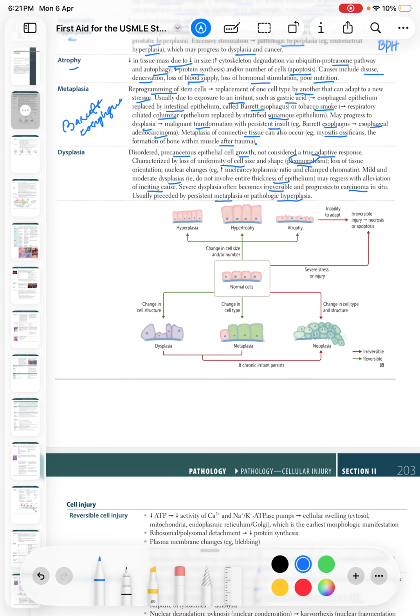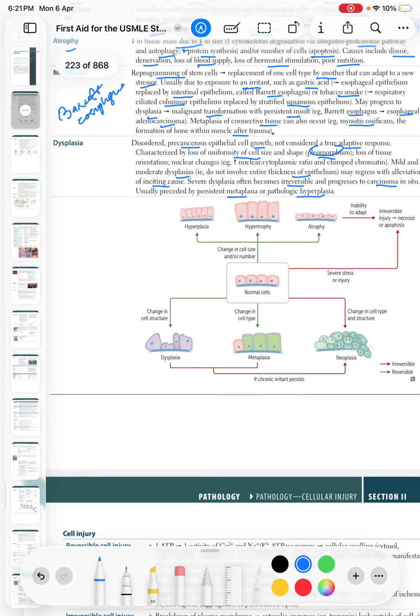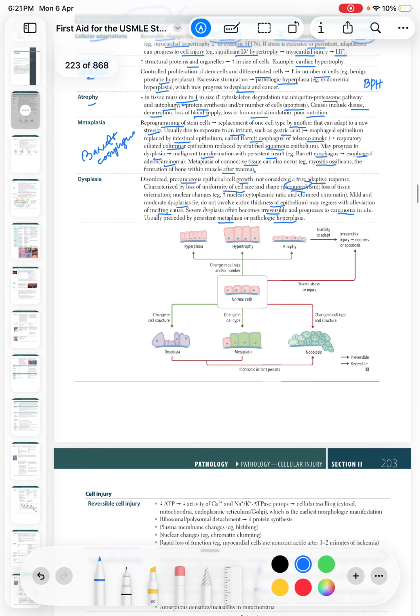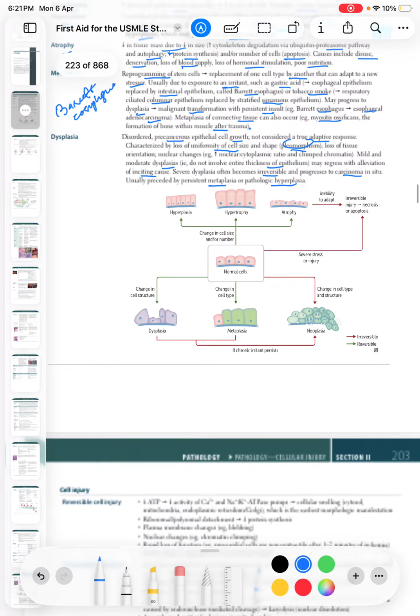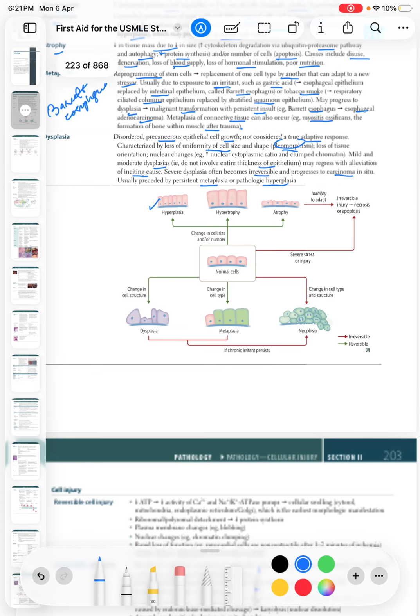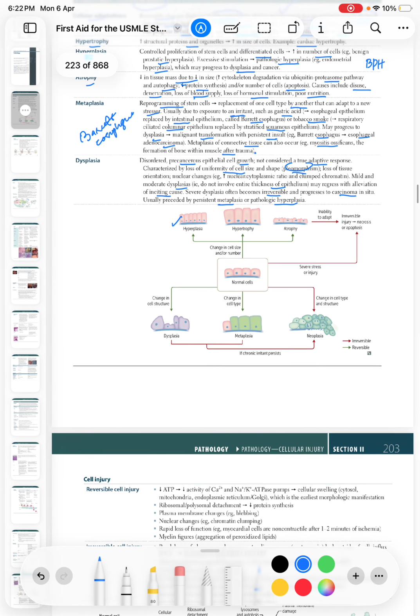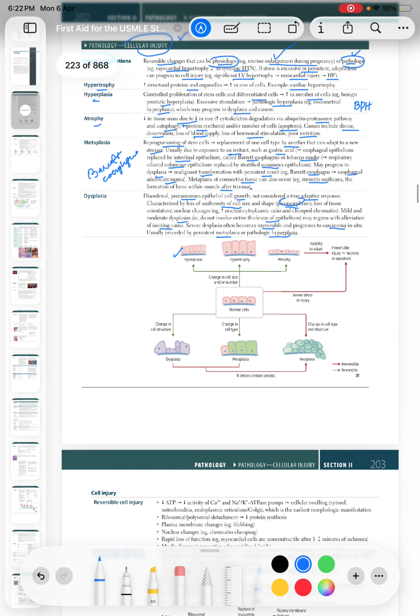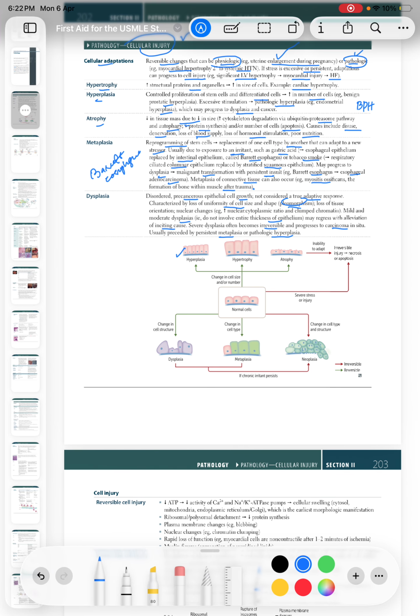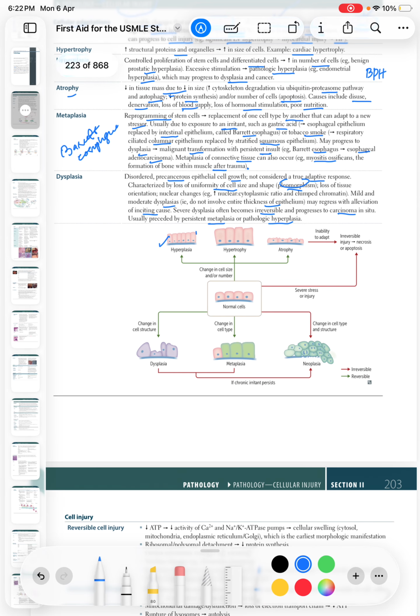Now this is the diagram which shows hyperplasia. As we have discussed, what is hyperplasia? It is a controlled proliferation of stem cells and differentiated cells, in which there is growth in the number of cells. So here the number of cells has increased. This is hypertrophy, in which the cells become enlarged. You can see here these are the enlarged cells.